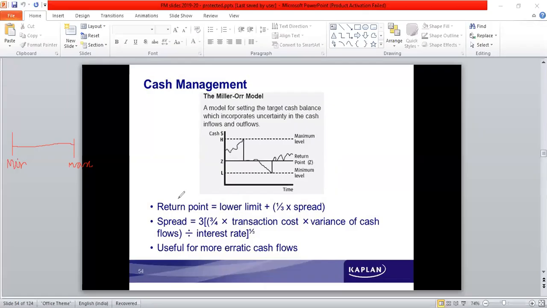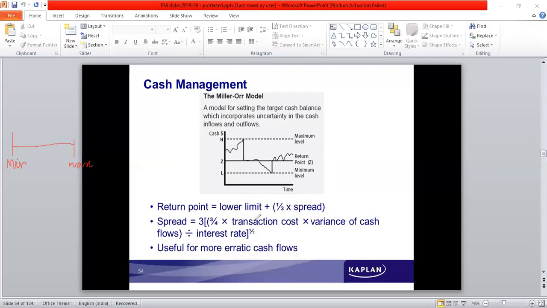The return point is given by a formula which says that lower limit plus one third of the spread. But what is spread? Spread is 3 into 3/4 of transaction cost into variance of cash flows, the whole thing divided by interest rate, and it has an exponential value. That's cube root of the entire formula: 3 into cube root of 3 by 4 into transaction cost into variance of cash flows divided by interest rate. Okay, it is useful for more erratic cash flows.